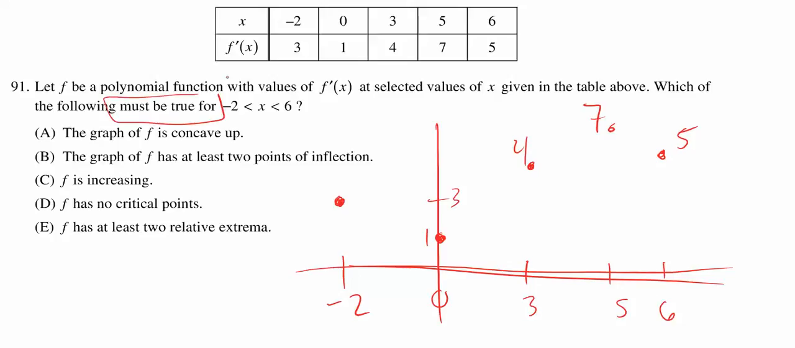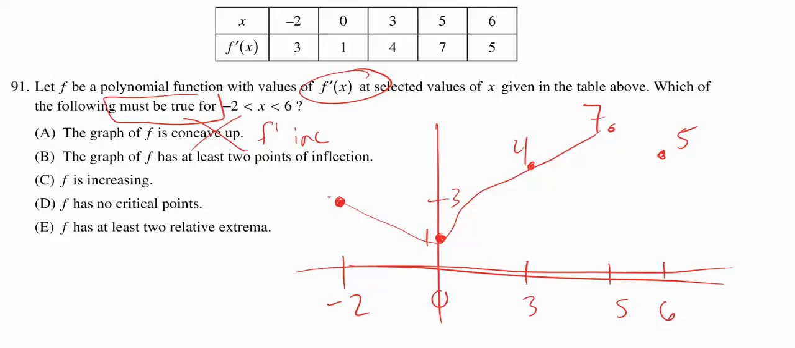Must be true again. The graph is concave up. So this is the derivative. For me to have the derivative and know the graph is concave up, the derivative would have to be increasing. It's definitely increasing from here to here, but it's definitely decreasing at some point. So that's not concave up all the time. It has some concavity up for sure, but I wouldn't say all the time.